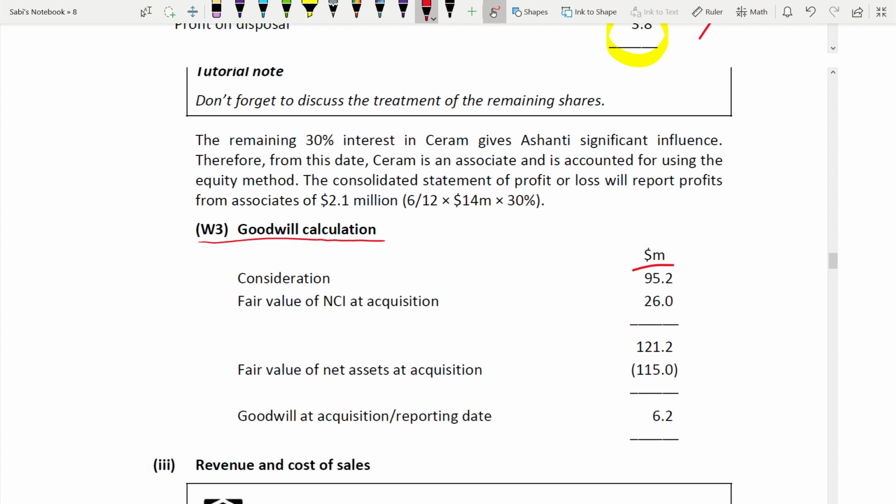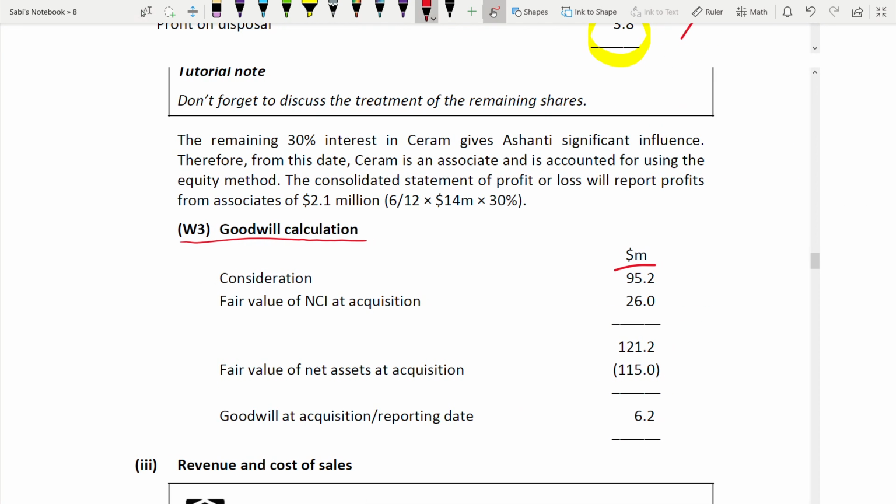95.2. Fair value of NCI at acquisition, 26. Is it so? At acquisition. Okay, NCI at acquisition here is not disposal. Please don't take it at the date of disposal. Goodwill is calculated at the acquisition. So NCI is at acquisition, net assets is at acquisition, even the consideration is at acquisition.